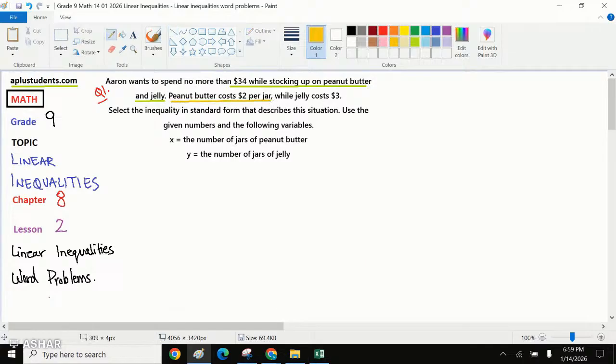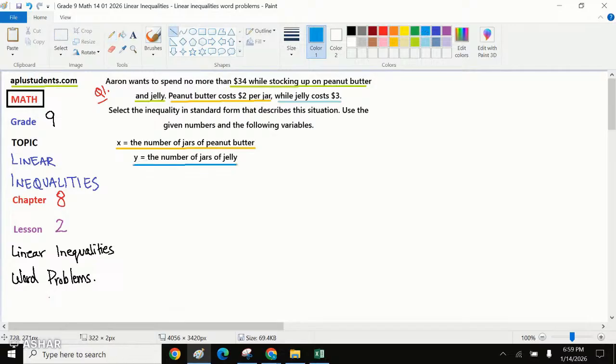Okay, I'm using different colors to highlight. Whereas the jelly would cost $3. Okay, and they're telling us select the inequality in standard form that describes this situation. Use the given numbers and the following variables. They've told us to use these two variables. Okay, where x would represent the peanut butter. X represents the peanut butter, and y represents the number of jars of the jelly, right?